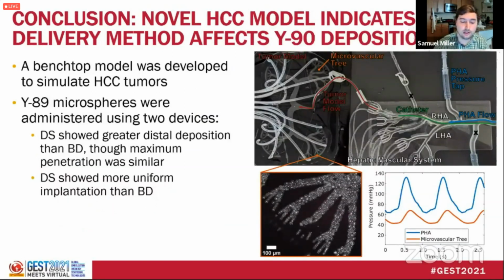So in conclusion, we developed a novel benchtop model to simulate HCC tumors down to the arterial level. We then used this model to study the differences in glass Y-90 deposition between dual syringe and bolus delivery systems, revealing that the dual syringe system had greater distal deposition and showed more uniform implantation than the bolus delivery system. And I think the high-level takeaway here is that the administration method used likely does matter, and that we should be investigating ways that we can improve upon the delivery systems that are currently in use.